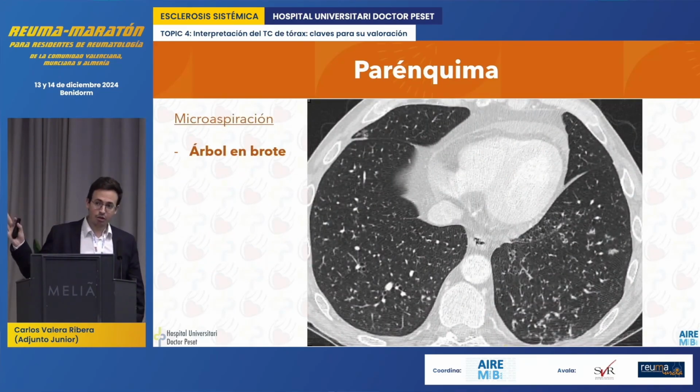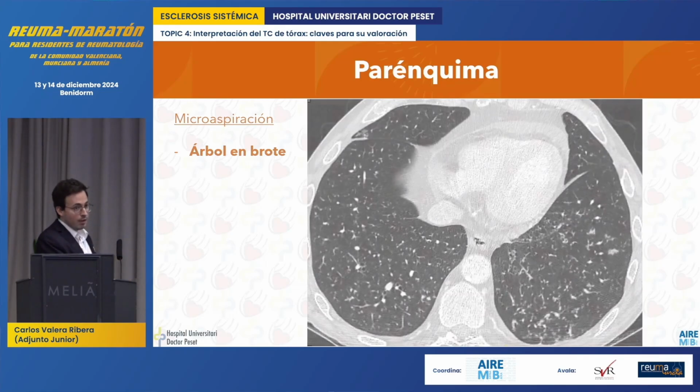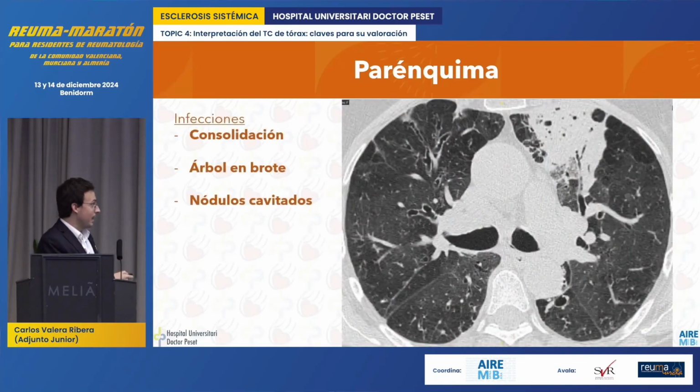Other things to keep in mind in systemic sclerosis that aren't actually due to the autoimmune involvement itself are, for example, microaspirations, which, as you know, are very common in scleroderma due to esophageal involvement, which are these tree-in-bud pattern images. Tree-in-bud means small nodules with lines crossing between them, like branches. And this is typical of both microaspirations and infections. In addition to that, you can also see consolidation images in an infection and cavitated nodules, like in pneumonia.